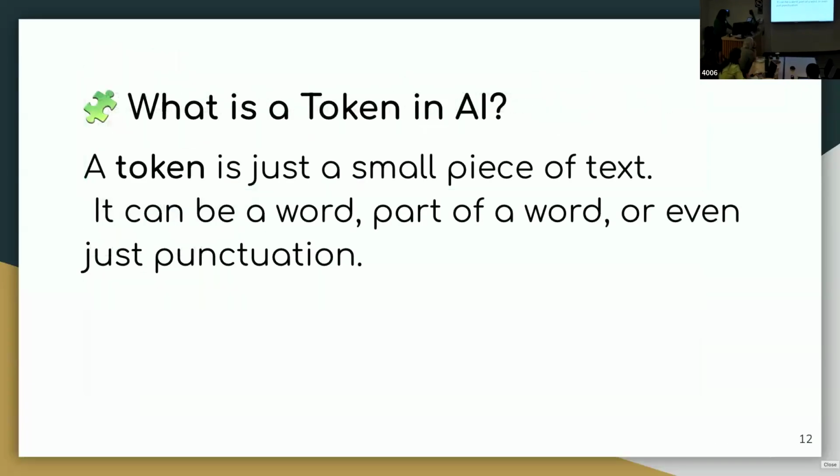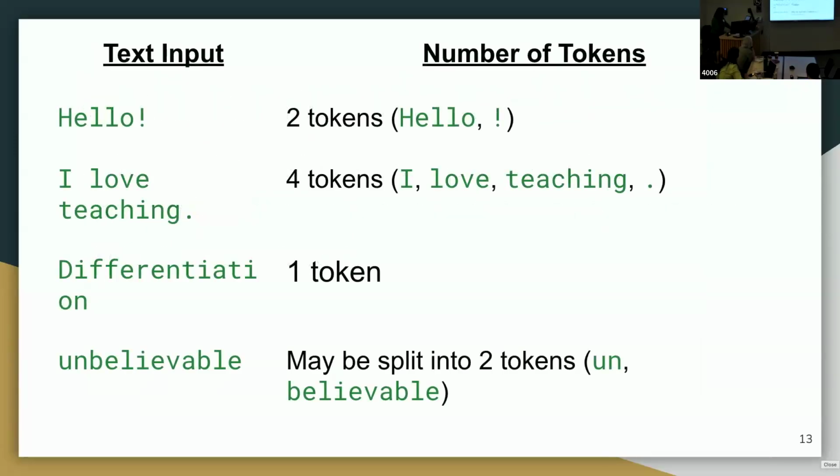Okay, we went over it. A token can be a word, part of a word, or even just a punctuation. Now, for example, these are the different examples that we have. Text input, hello, bang. Now, the bang is also considered a separate token. So it says 2 tokens, which is hello and a bang. I love teaching, 1 token, so that's 1 word. That's why it's 1 token. Unbelievable can be counted as 1 token, but if you break the word into 2 parts, then it becomes a 2 token word.